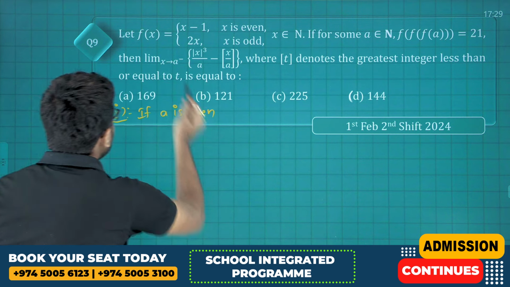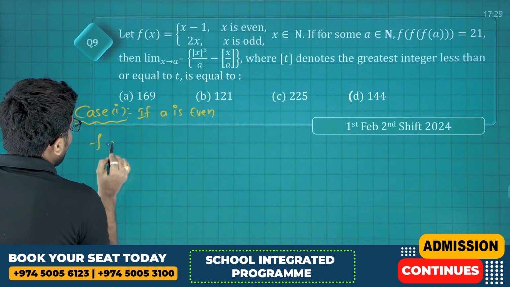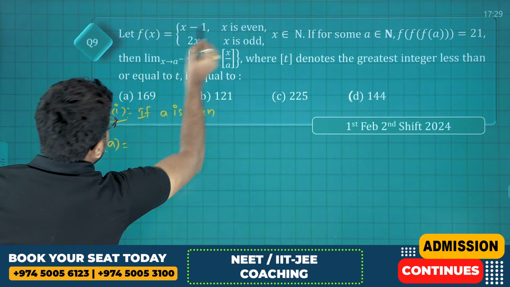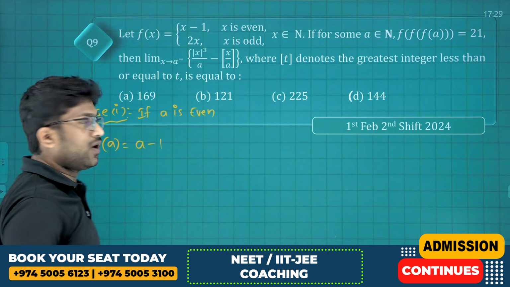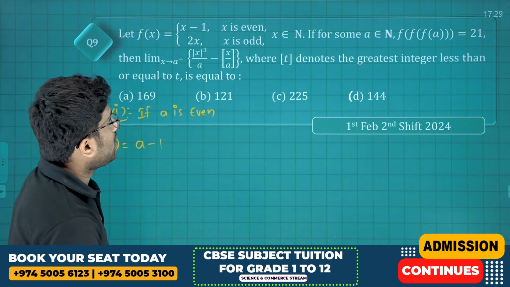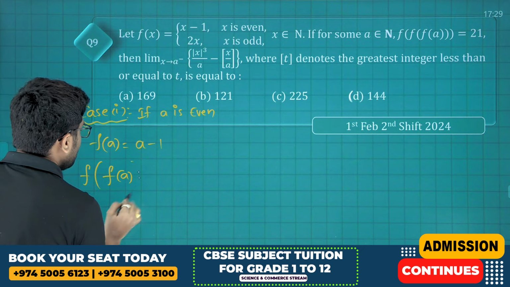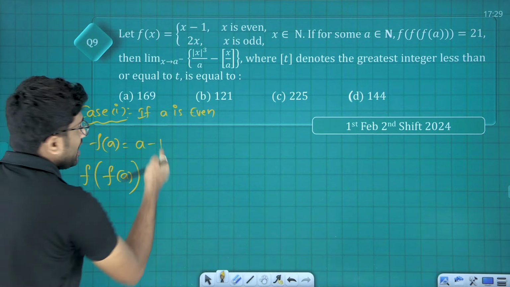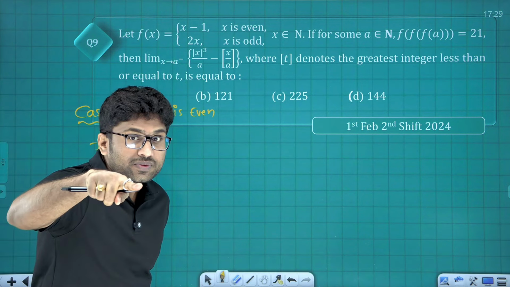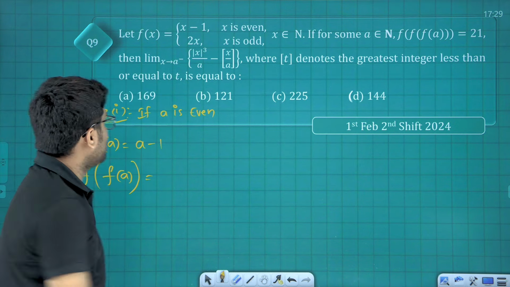Now if a is even first, what will be f of a? A is even means a minus 1. F of a is a minus 1. Now see, f of a is a minus 1. When a is even, a minus 1 will be odd. So the input is odd.